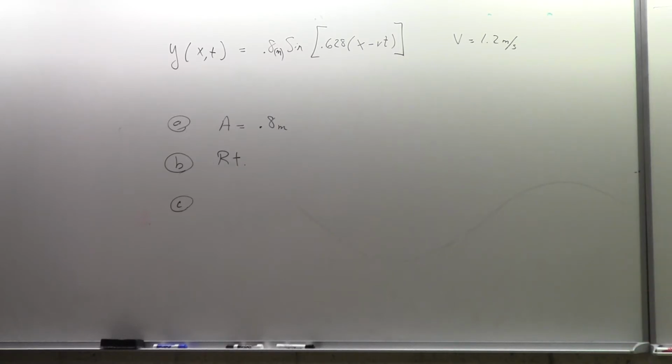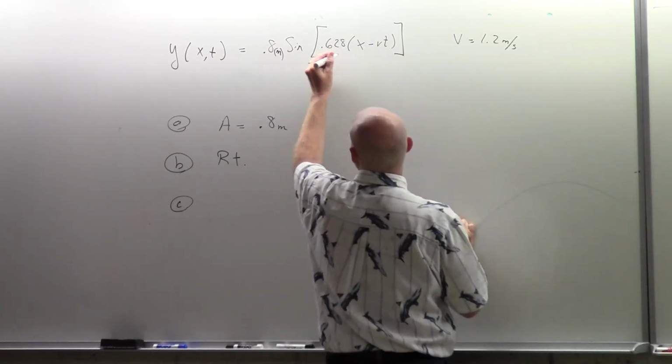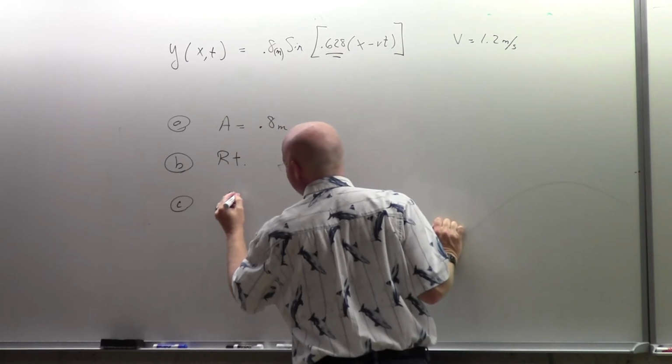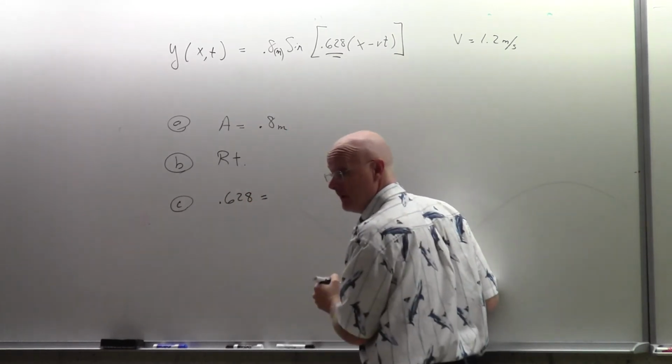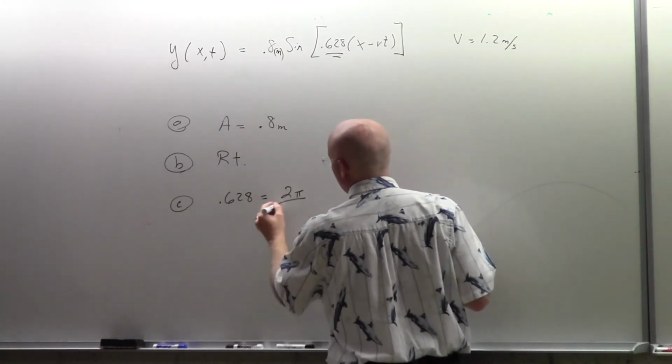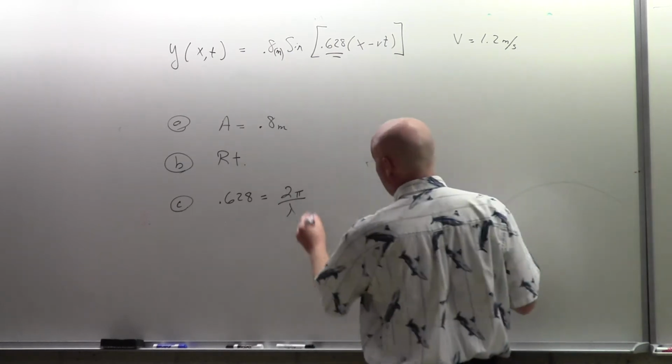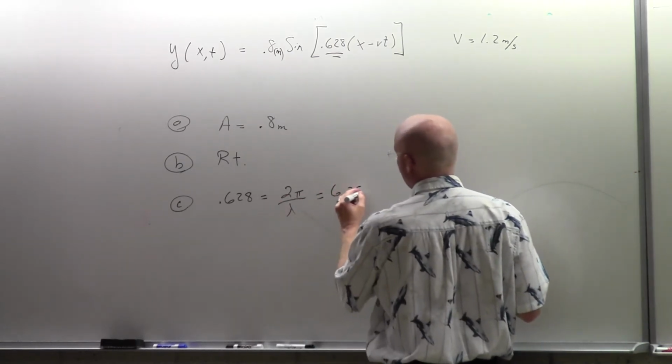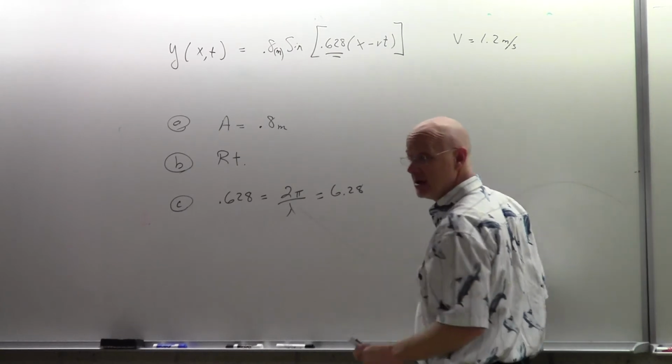All right, good. It does come out to be 10 meters here. You see it hopefully in there. That's the point. This is 0.628. That must equal 2 pi over lambda, right? And 2 pi is 6.28 roughly. That's why it became an easy calculation there.